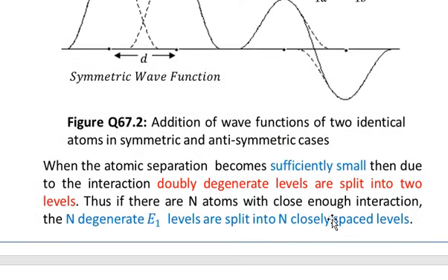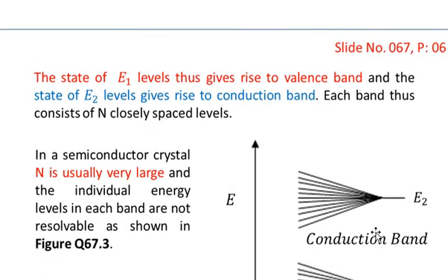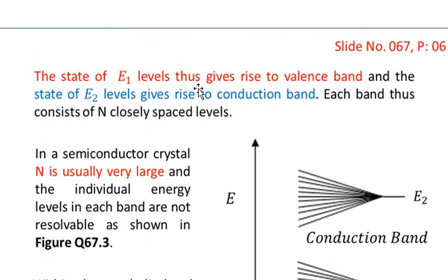So this is what I have given an example of the sodium atom. So many sodium atoms, for example n sodium atoms, so n closely spaced levels. Now the state of E1 levels thus gives rise to the valence band, because E1 corresponds to the ground state of the sodium atom. So when the sodium atoms are brought closer to each other, due to that interaction the levels will be split closely, and of course the energies will be different.